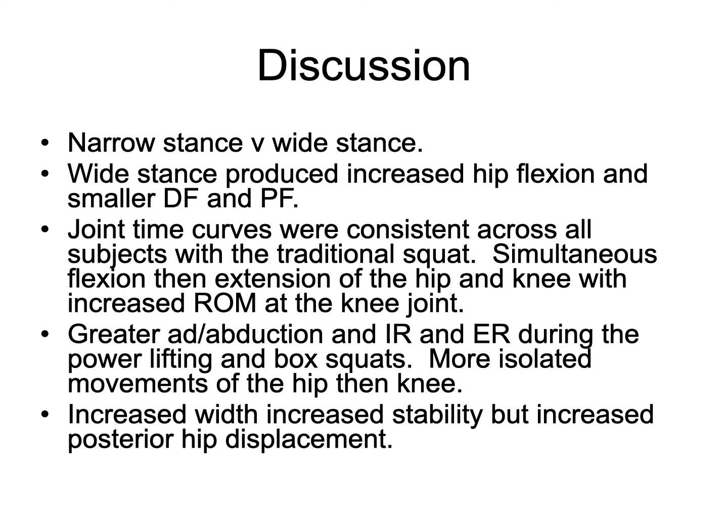So really the discussion is about a narrow stance versus a wide stance. A wider stance produces increased hip flexion and smaller dorsiflexion and plantar flexion. Analysis of the curves was consistent across all subjects with a traditional squat, with simultaneous flexion and extension of the hip and knee, with increased range of movement at the knee joint. And the 2 points below you can read out yourselves, but that's more results from the study.